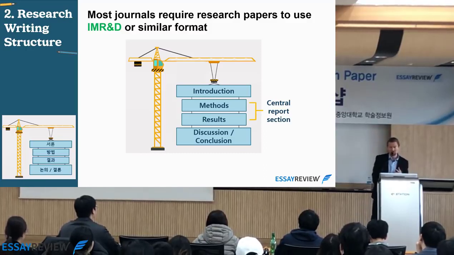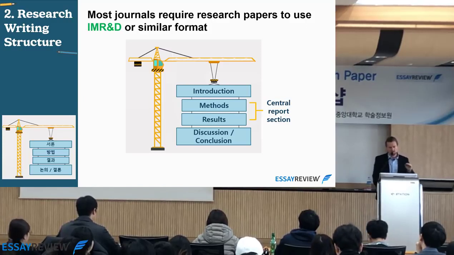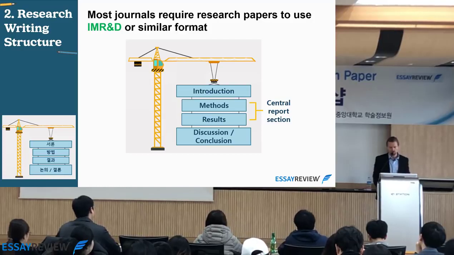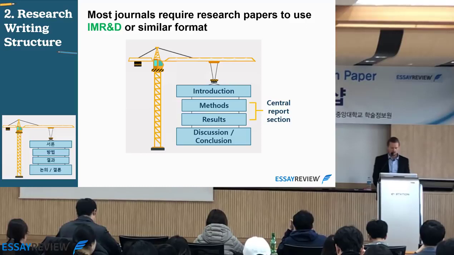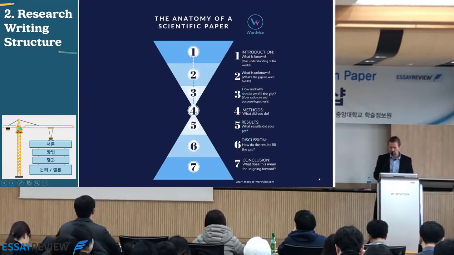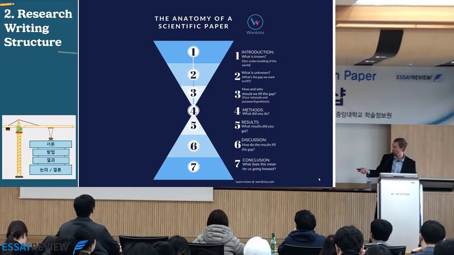If not, then yeah, this is a really good lecture to attend because we're going to be talking about the basics. But even researchers who have written many, many articles can still benefit from learning how to write these sections better. So your information actually moves from broad to specific and back to broad. So this is the shape of the research paper. You notice it has a sort of funnel shape.